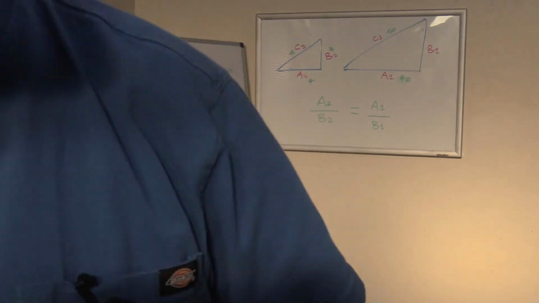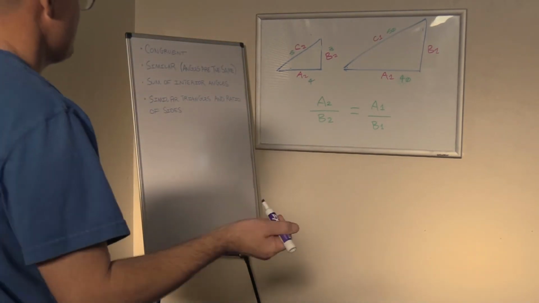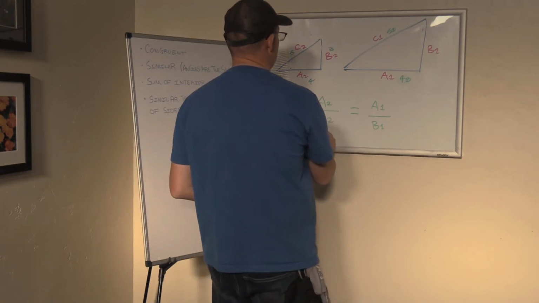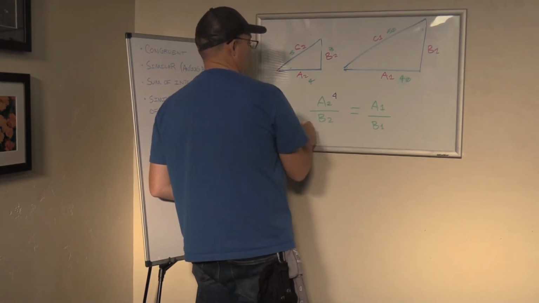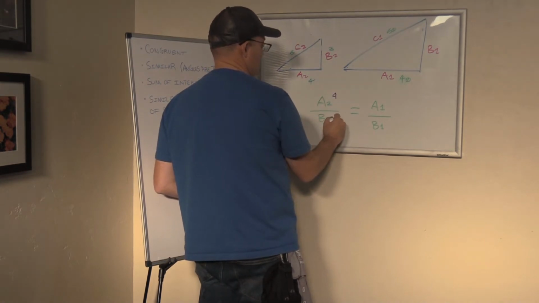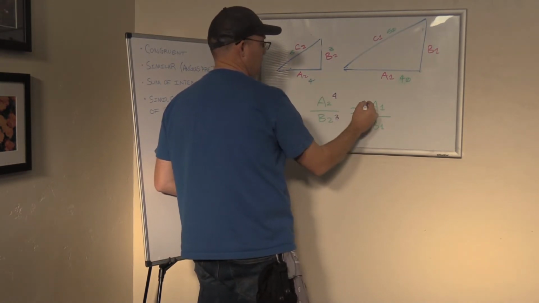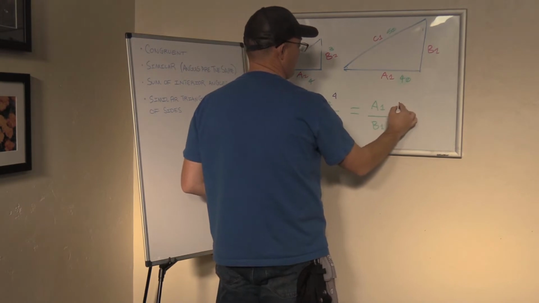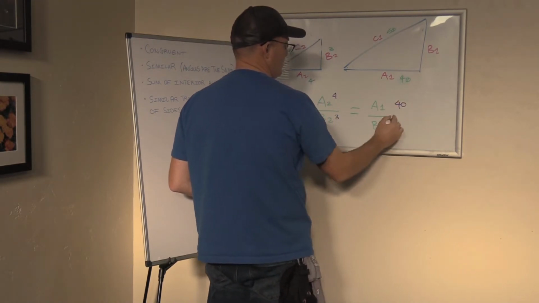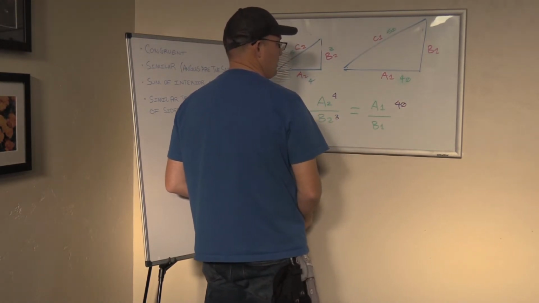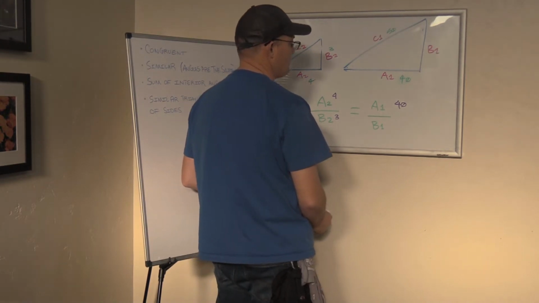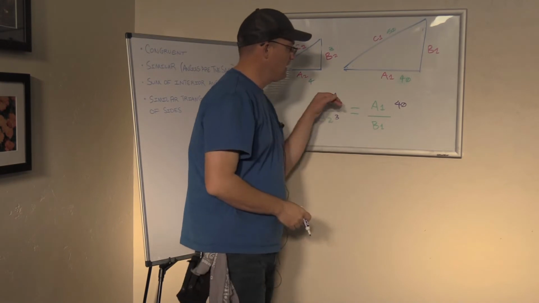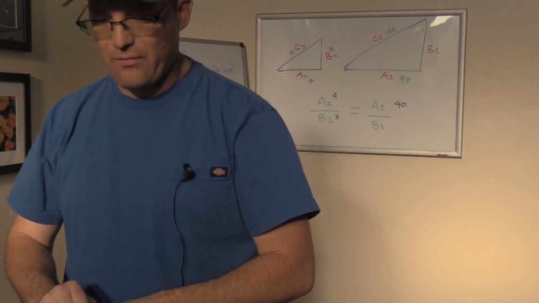So let's just do this math. I'm going to write in the values here. A2 is 4, and B2 is 3, so I've got 4 over 3. A1 I know is 40. I want to know what B1 is. B1 is missing. So what we're going to do is solve this equation, and then we're going to plug the numbers back in, and we'll solve for that missing side.